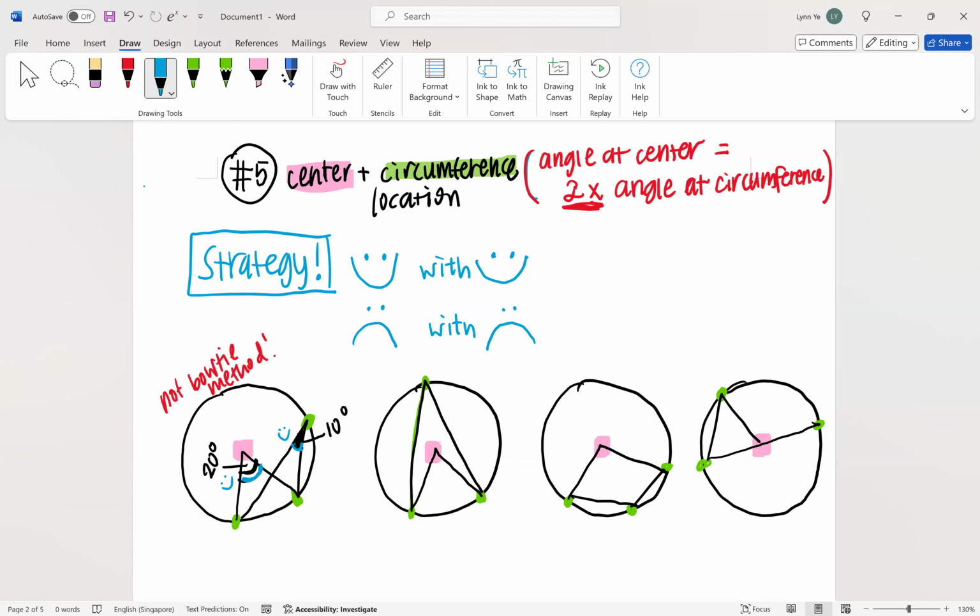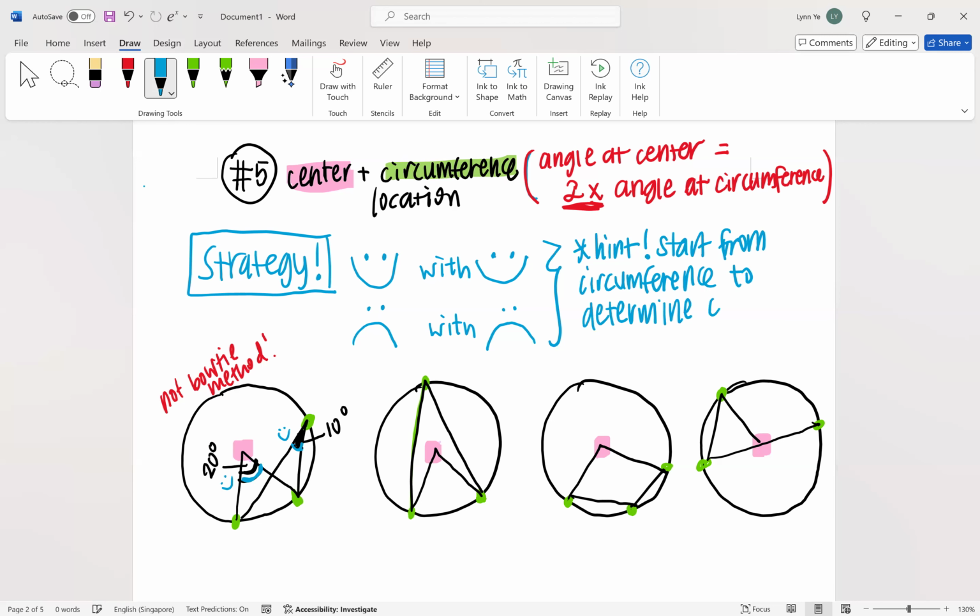Now, one more thing about this strategy is, okay, write down this hint. Start from circumference to determine center. Okay, write that down. Hint: start from circumference to determine center.